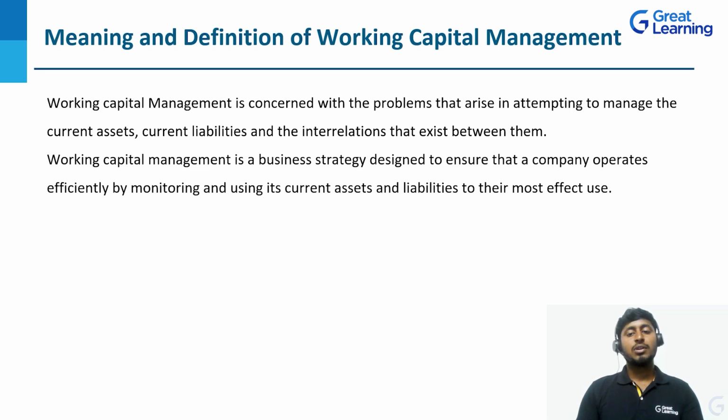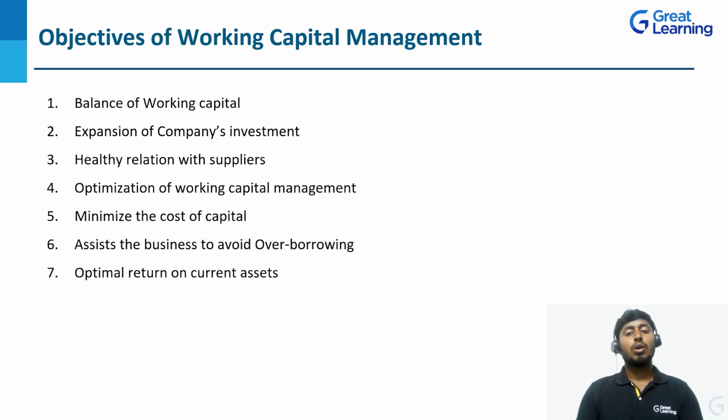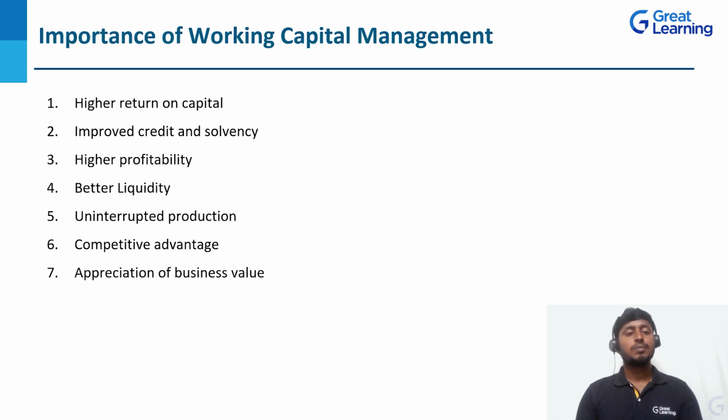Next, the meaning and definition of working capital management: attempting to manage the current assets and current liabilities and the interrelations that exist between them. Managing the current assets and current liabilities in the organization is called working capital management. Next, objectives of working capital management: balance of working capital expansion, healthy relation with the suppliers, optimization of working capital management, minimization of cost of capital, assisting the business to avoid over borrowing, and optimal return on current assets.